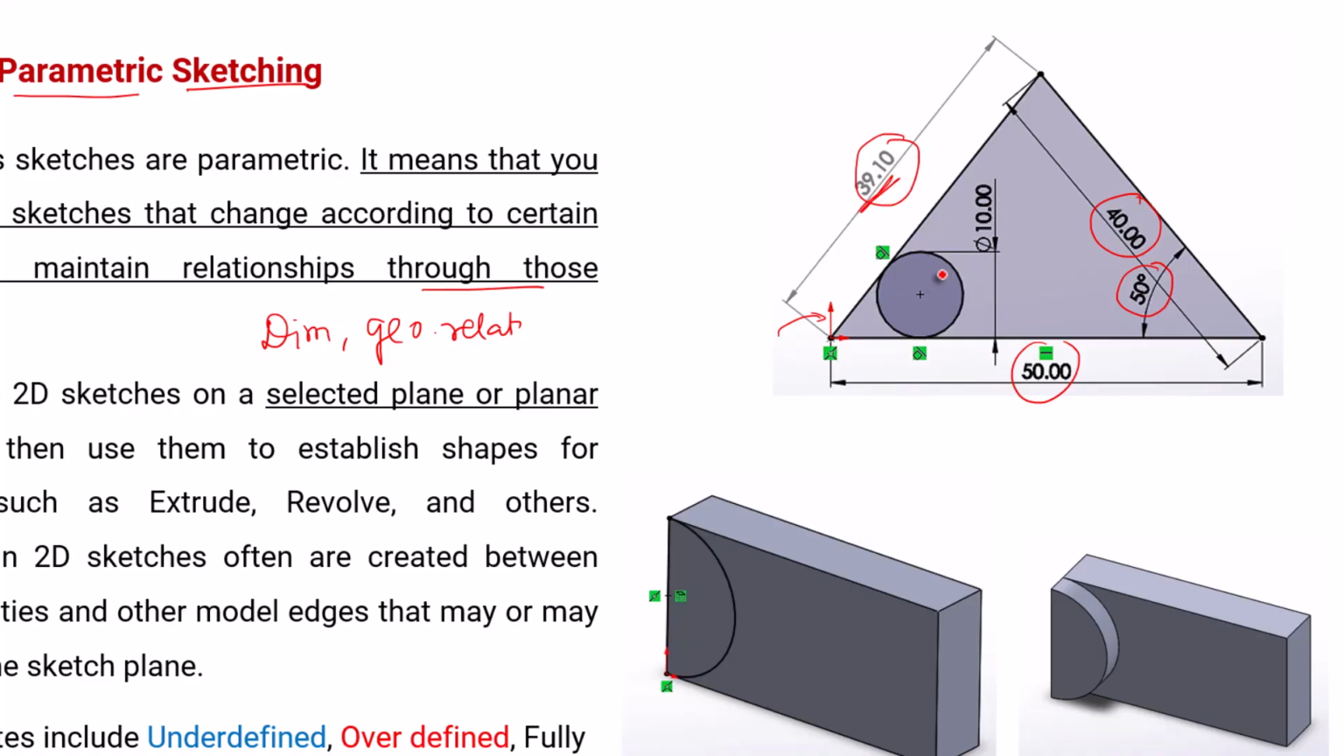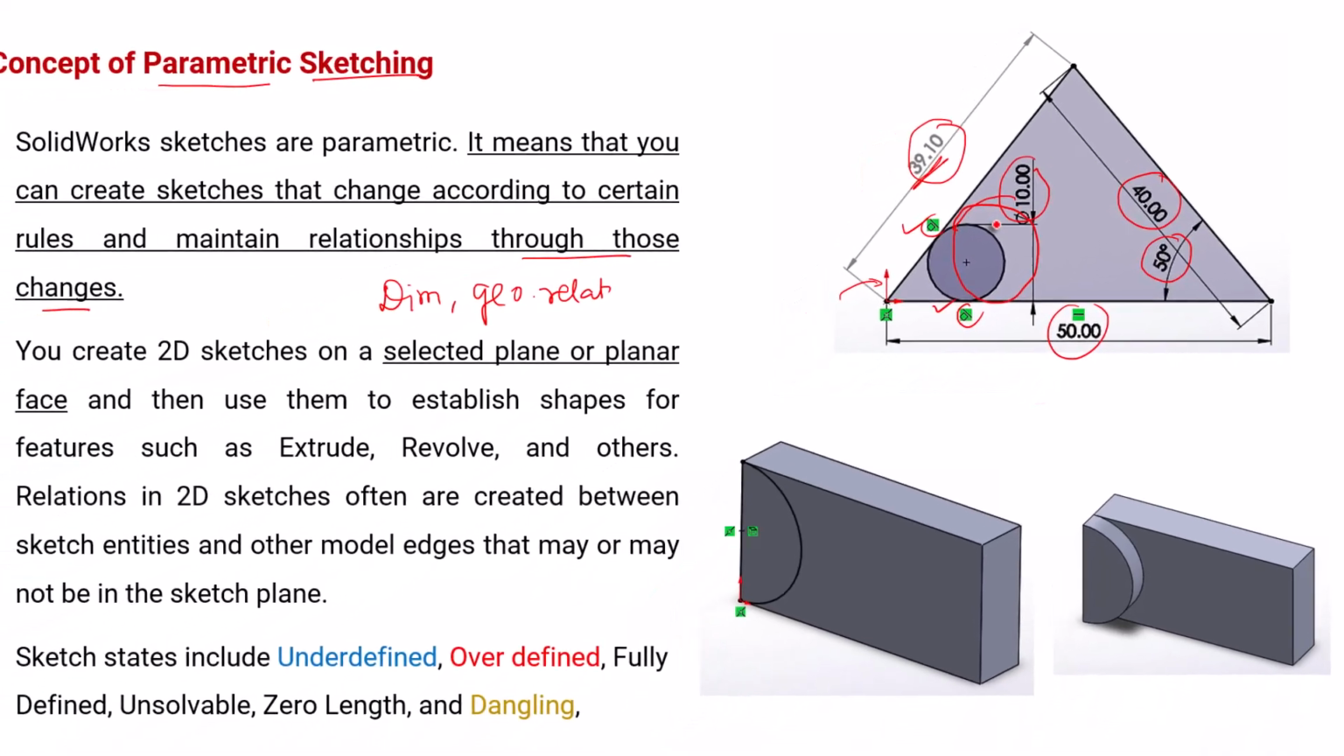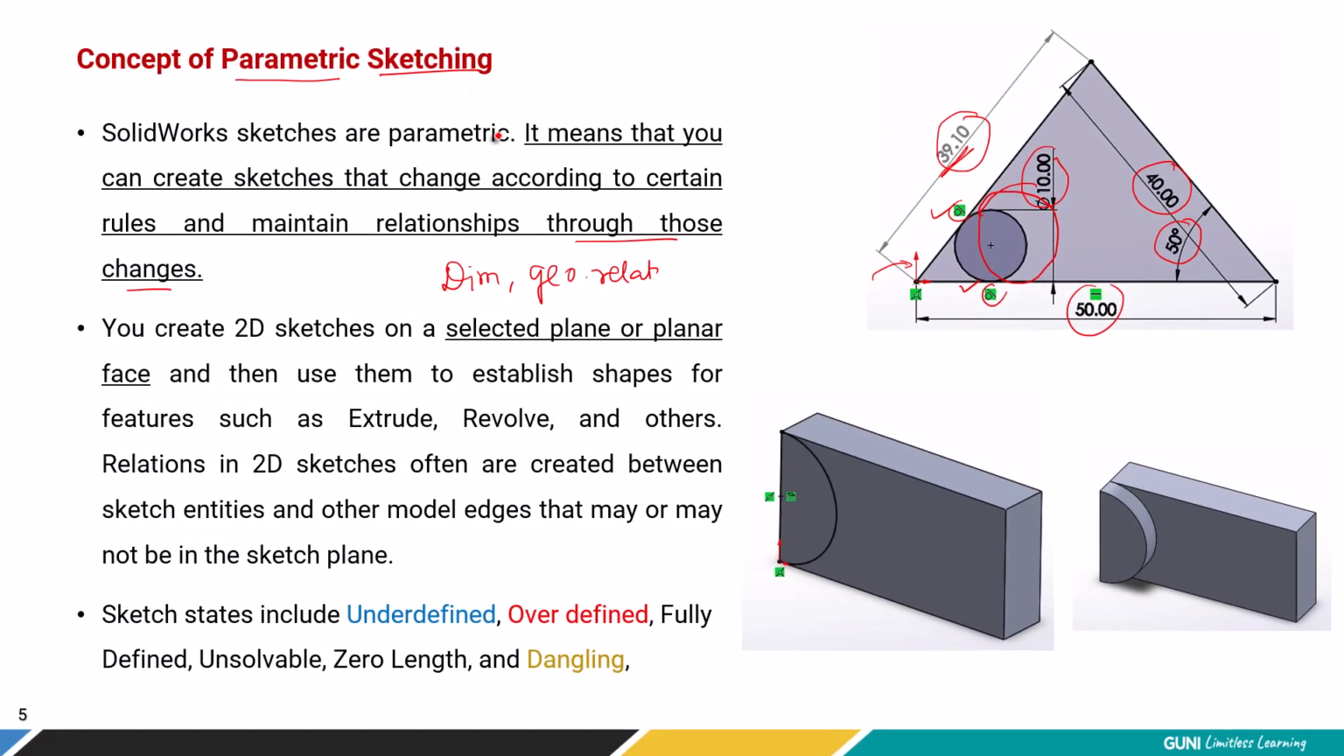Now here look very carefully, a circle is drawn which is tangent to this line as well as this line. Now if you change this dimension from 10 to 20, the circle gets bigger but still maintains the tangency over here. So maintaining tangency is called a geometric relationship. But by changing the dimensions, we are able to change its size. So here in SolidWorks, sketching is by nature parametric.